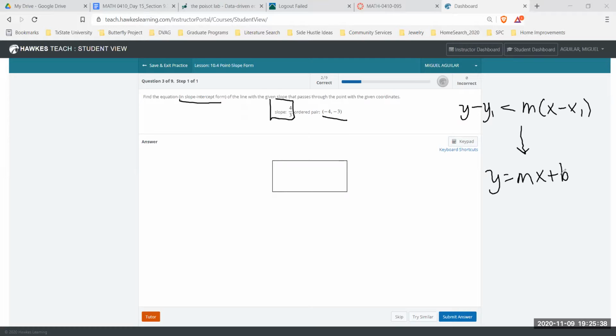Well, this is pretty straightforward as far as plugging things in. We'll have y minus some number. In this case, y1 is going to be -3. That's equal to m, which is in this case going to be 4/3, times x minus, and then -4 is what we're plugging in, -4.